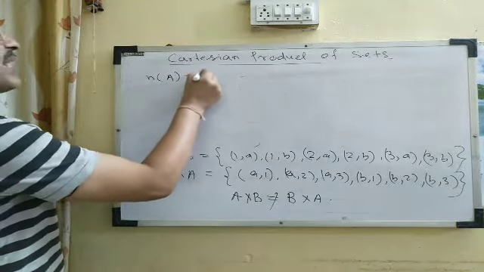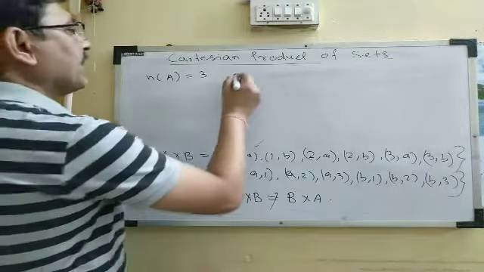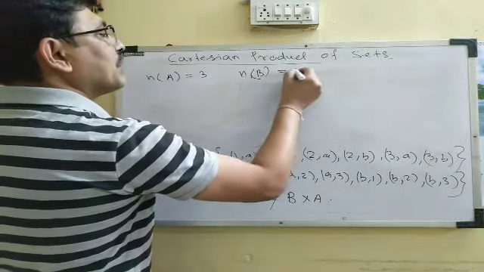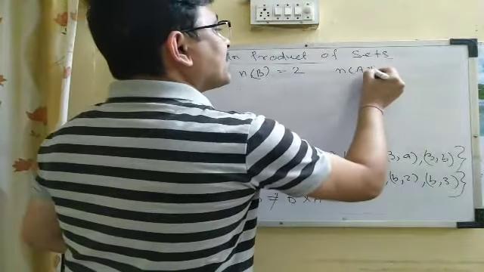Number of elements in A is 3. A is the collection of 3 elements: 1, 2 and 3. Number of elements in B is equal to 2. And can you find the number of elements in A cross B?